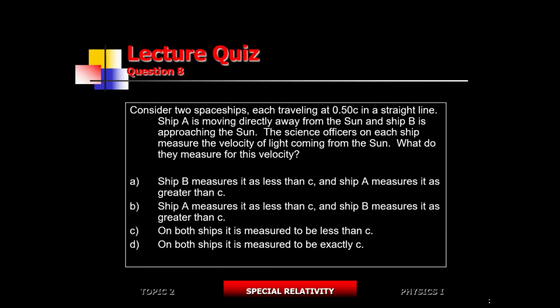D. All right, very good. You've got two spaceships traveling at half the light speed, one towards the sun, the other away from the sun, and they're trying to measure the light speed in both spaceships. All right, and they will measure the light speed exactly to be C, right? So the light speed is going to be independent of the motion of their reference. So D is the best answer.